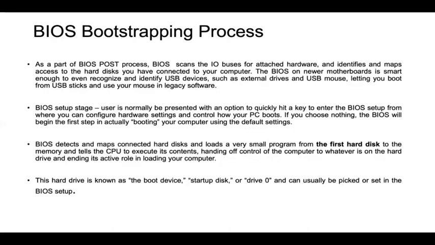The hard drive is known as the boot device or startup disk or drive 0 and can usually be picked or set up in the BIOS settings. And I think it gets a bit more complicated. First is, if there's no boot device detected, what will happen? You may encounter this problem sometimes when you have failed hard drives and your system says it hasn't found any boot device and cannot boot further. And second is, how does my BIOS firmware know where to find the OS related programs on the boot drive? So let's have a look in more detail.